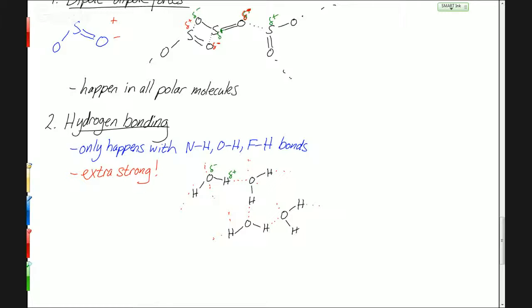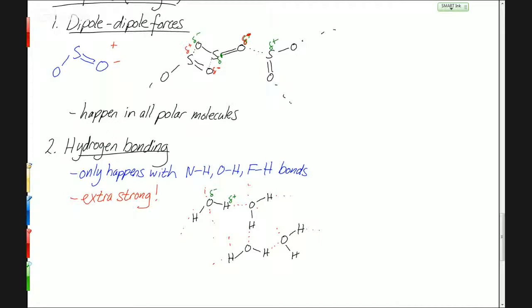In solid form, we call that ice. In liquid form, we call that water. But it's a very strong interaction. That's why water's boiling point is quite high. Something like sulfur dioxide, even though it's polar, it still is a gas at room temperature, for instance. But water's forces with these hydrogens are so much stronger that water becomes a liquid at room temperature.